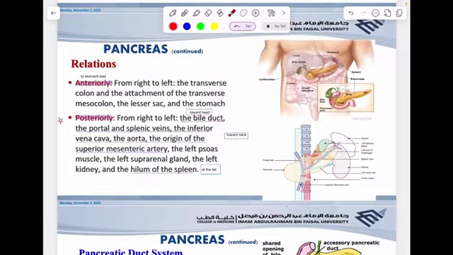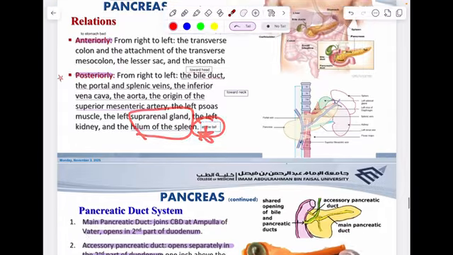So from right to left, it's going to be related to the transverse colon, the attachment of the transverse mesocolon, the lesser sac, and the stomach. But then posteriorly toward the head, from right to left, where we have the bile duct. Toward the neck, we have the portal and splenic veins, the inferior vena cava, the aorta, the origin of the superior mesenteric artery, the left psoas muscle, the left suprarenal gland, the left kidney. وبعدين at the tail, and this is important, is the hilum of the spleen.